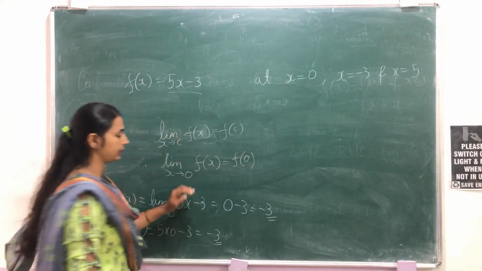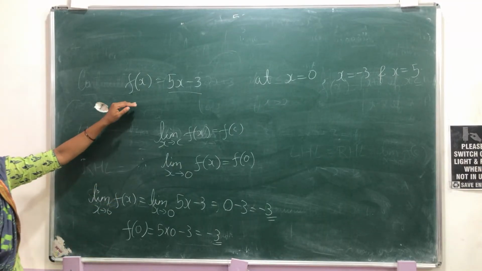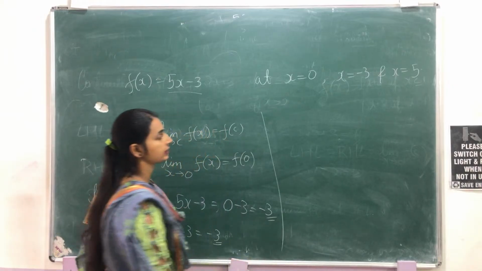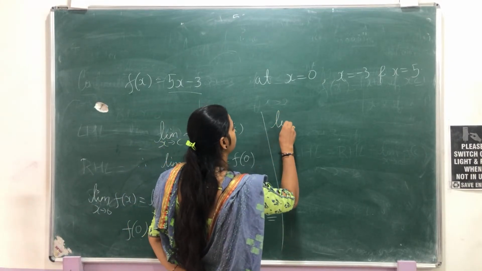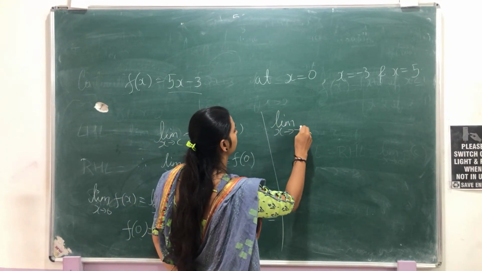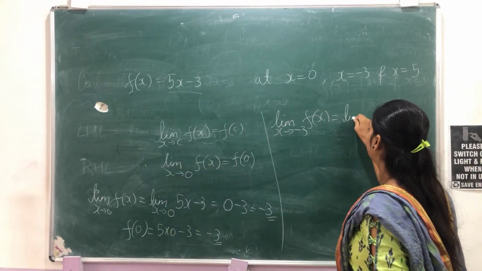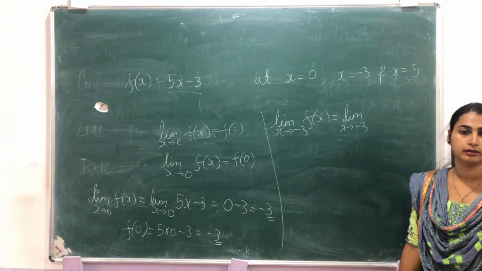So you are getting these are equal. Hence you can say that the given function is continuous at x equal to 0. Similarly, next I need to check it is continuous at x equal to minus 3. So what do you need to do? Everyone gave. So now we'll check limit x tends to minus 3 f of x. What are you going to get?